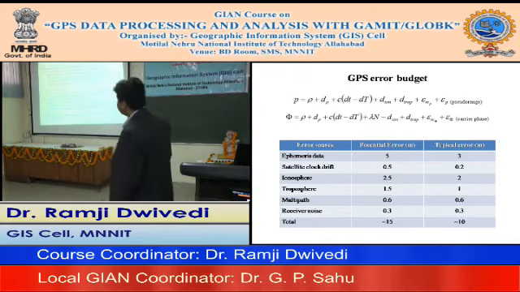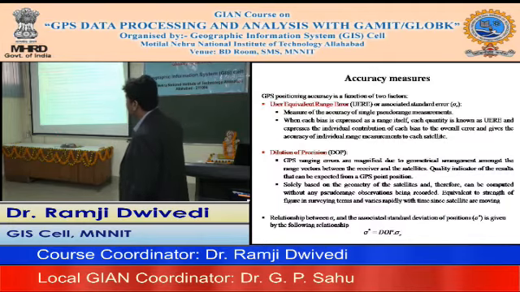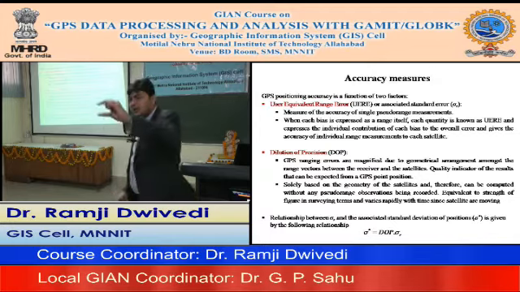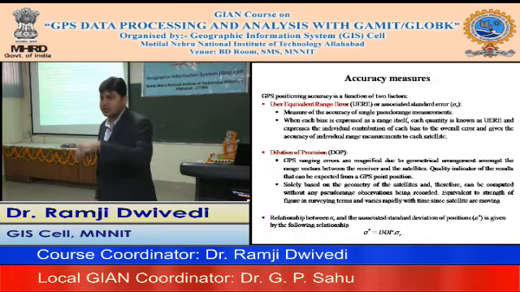Okay, so the GPS positioning accuracy is a function of two factors. We'll come to that also. One is the user equivalent range error, or associated standard error, which is nothing but the components of individual biases converted to a range term. That's why we call it user equivalent range error.